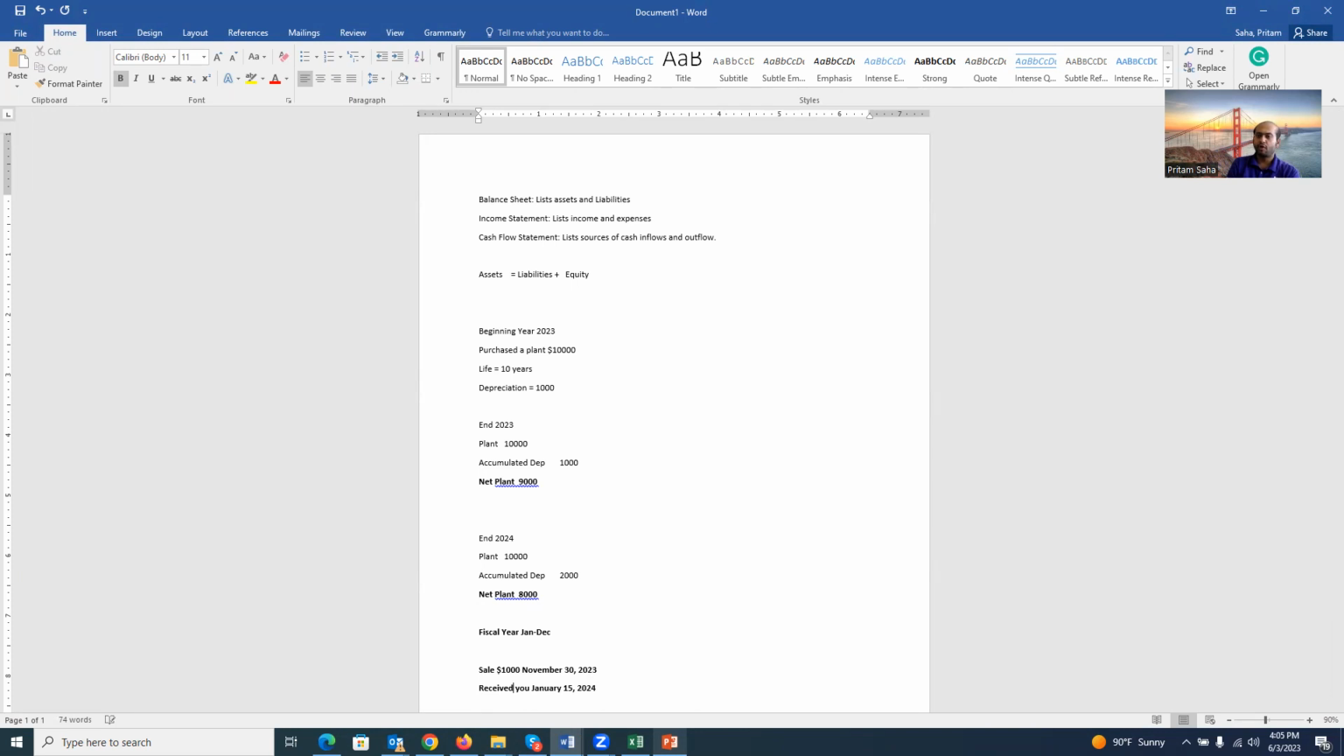Income statement say that when you earned an income, when you accrued an expense, record it. Cash flow statement say that when you actually paid or received the cash flow, then record it. So that's the difference. Okay.